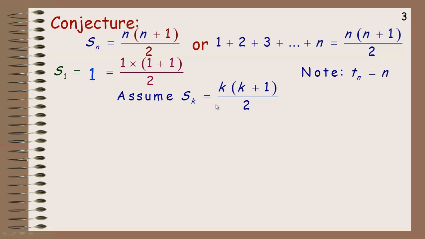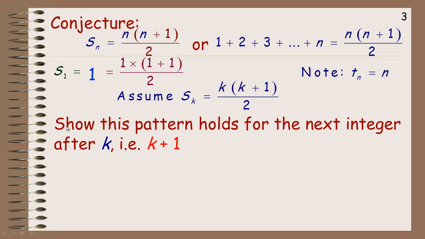Now what you do next is you assume that the formula works for some number k. So I'm assuming that the sum of the first k terms, I'm putting k in the formula here or over here, it doesn't matter which, is equal to k times k plus 1 over 2. And our goal is to show that no matter what k is, it's going to work for the next value of k, which would be k plus 1. So we're going to show this pattern holds for the next integer after k, which would be k plus 1.